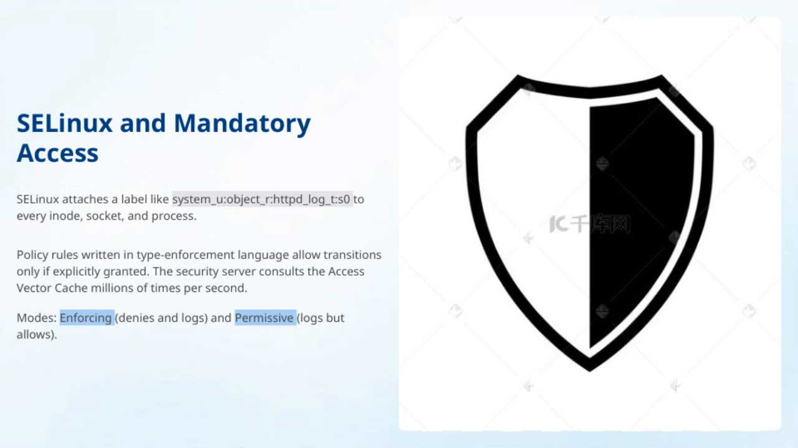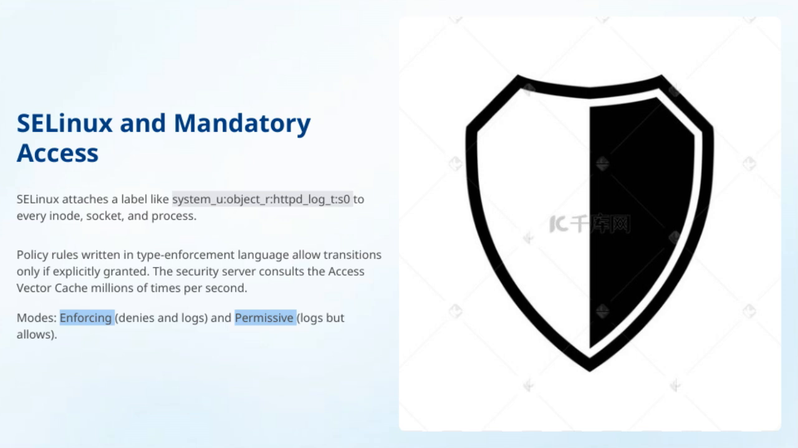Now, the policy rules are written in what's called a type enforcement language. These rules specify exactly which transitions are permitted, and only if they are explicitly granted. This means there's a precise control mechanism in place, ensuring that only authorized interactions occur. An important component here is the security server, which checks these policies constantly. It consults what's called the Access Vector Cache, or AVC, millions of times per second. This rapid consultation allows SELinux to efficiently enforce policies without slowing down system performance.